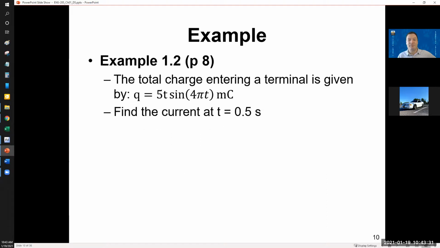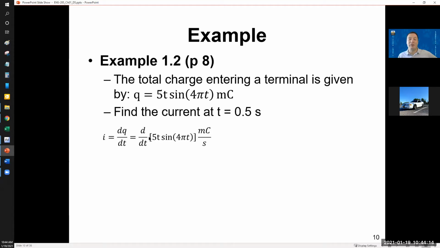Here's another example. The charge entering a terminal is given by this equation: q is 5t sine 4 pi t, in millicoulombs. Find the current at time 0.5 seconds. So remember here, current is the derivative of charge, it's charge per unit time. We've been given a function that tells you how the charge enters a terminal as a function of time. If this was just a constant and we were told the time, it would be easy, but here we're given an equation.